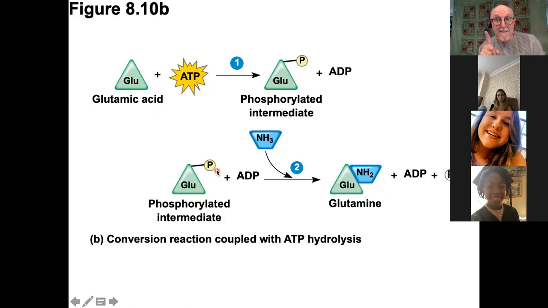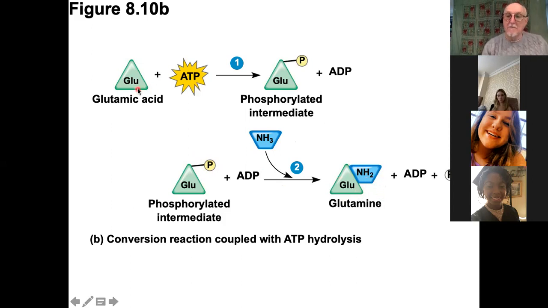These phosphorylated intermediates are usually very unstable. They have a lot of potential energy locked into this phosphate bond. And when I now put this together with the ammonia, the reaction takes place spontaneously. That phosphate bond breaks and the glutamic acid reacts with the ammonia to form glutamine.